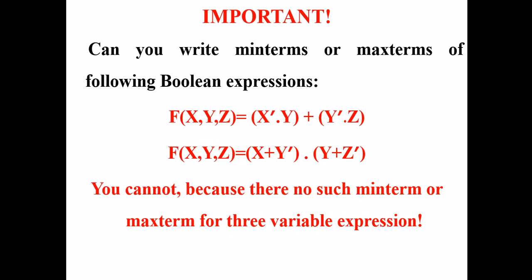But here the issue is z. For this case, if you look here, you will realize that here z is missing. If you look here, you will realize x is missing. In the same way, you will realize here that z is missing, and here again x is missing. So you cannot convert it into the respective minterm or maxterm, because it represents a minterm or maxterm of three variables.